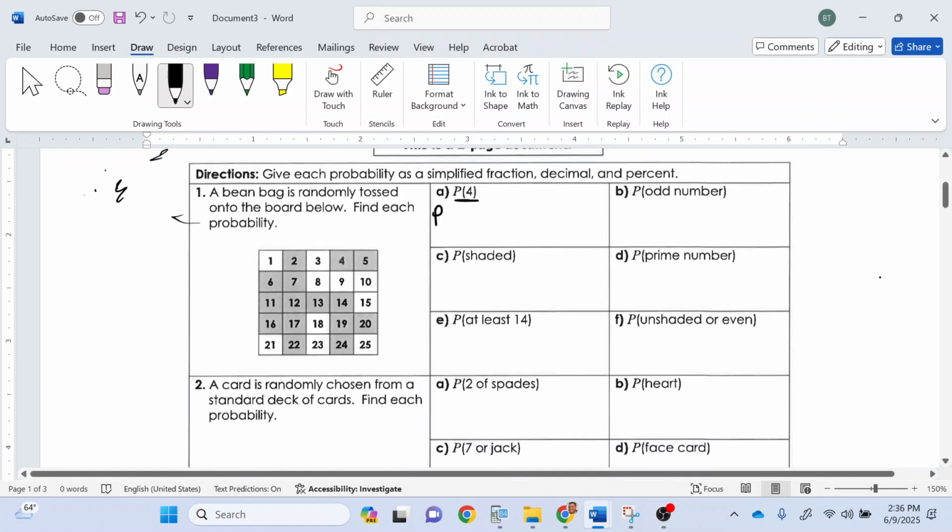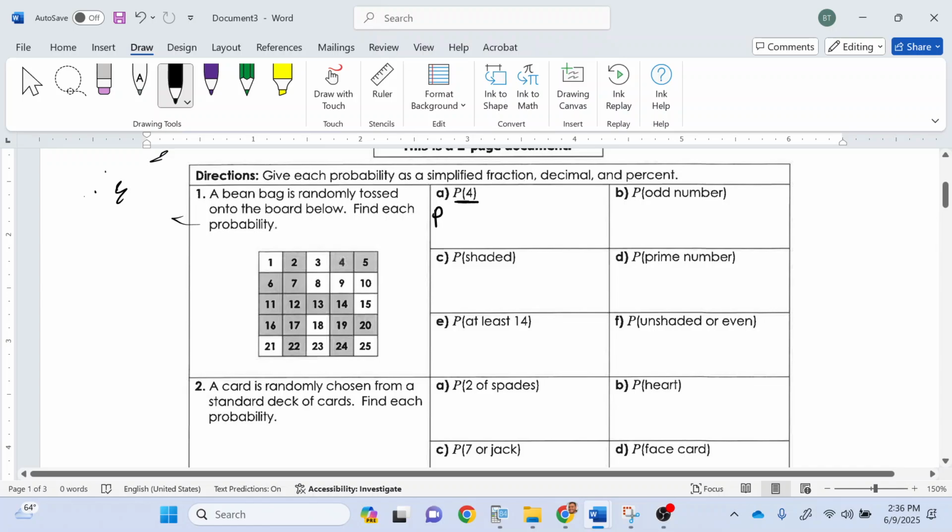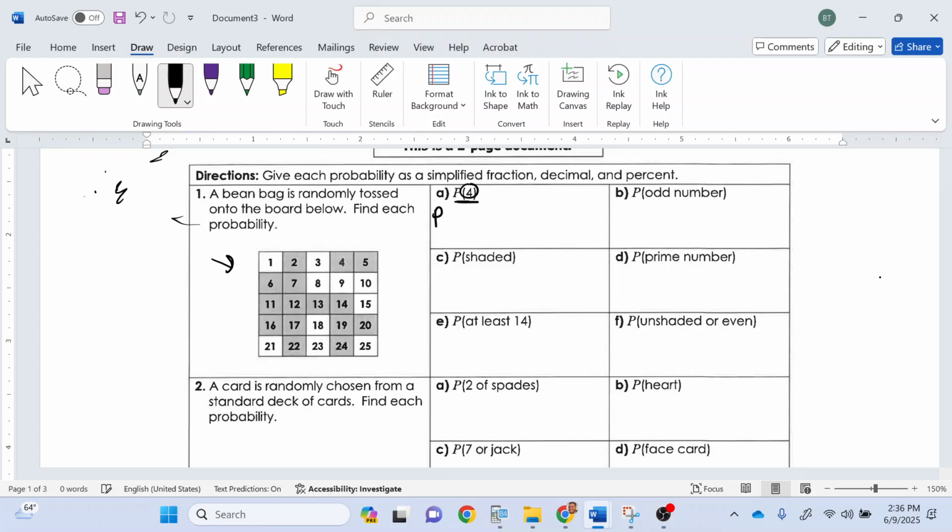So let's talk about the first: probability of 4. The probability of getting a 4 is the chance of me getting a 4 on this thing. There's only one 4 on this, so I have one winning option out of the total, which is 25. So my answer is 1 out of 25.